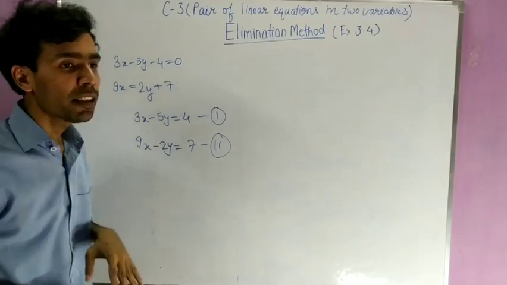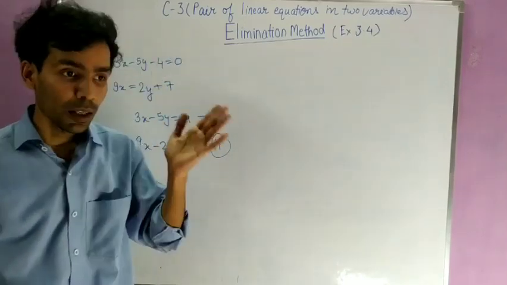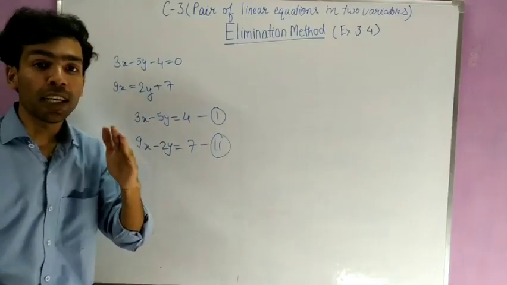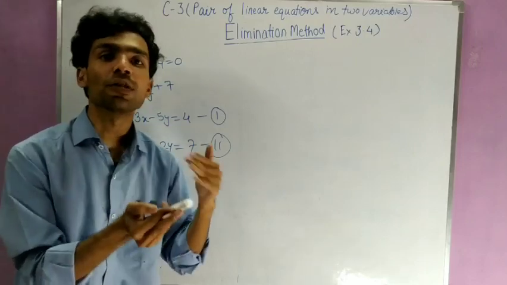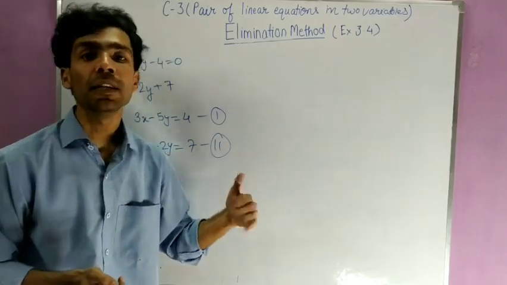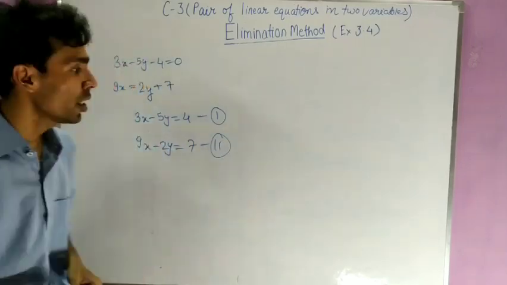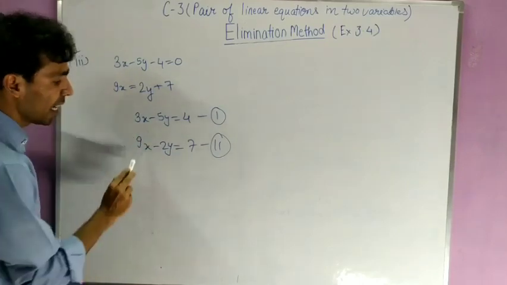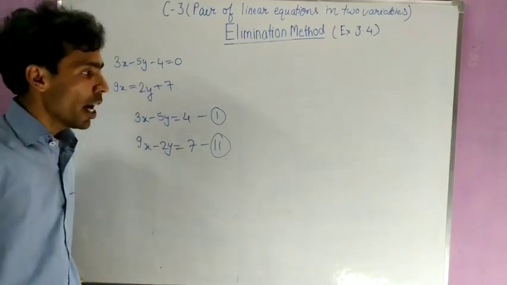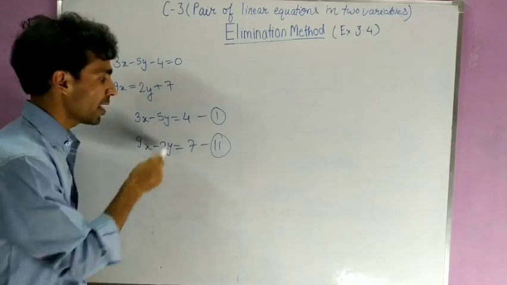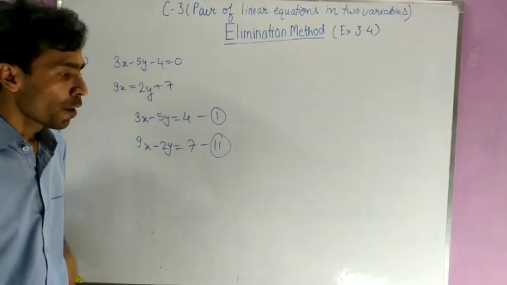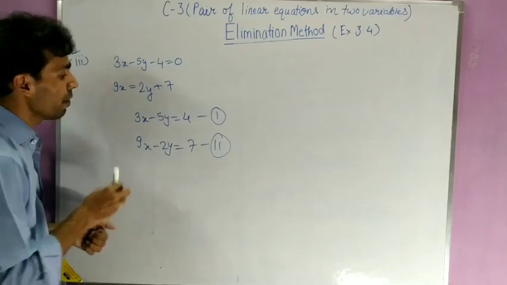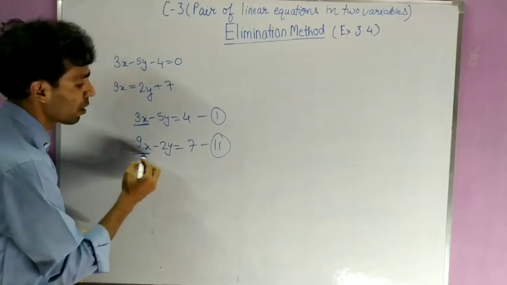So for eliminating, their coefficients will be the same. Their coefficient means whatever numbers are associated with the variable will be the same in both the equations. So see, here is 3 and here is 9. Okay, and I want to eliminate x from these two equations. So the first thing we will do, we will make whatever number is here, the same number should come here.